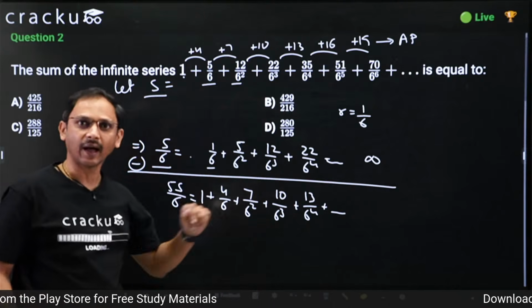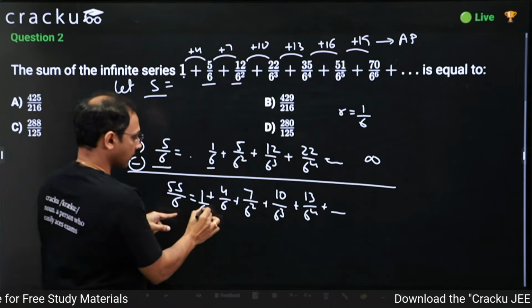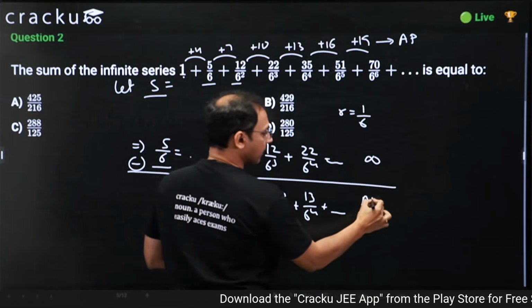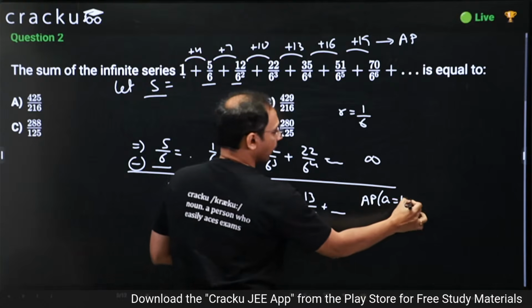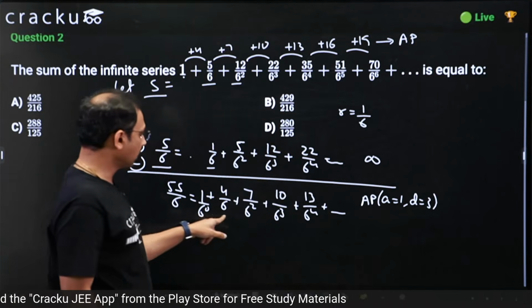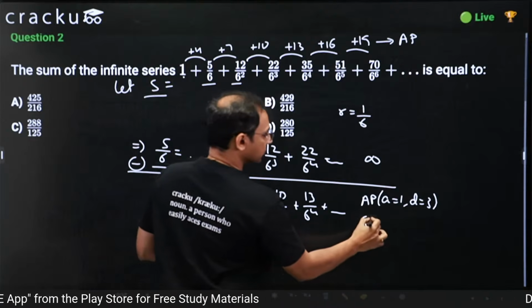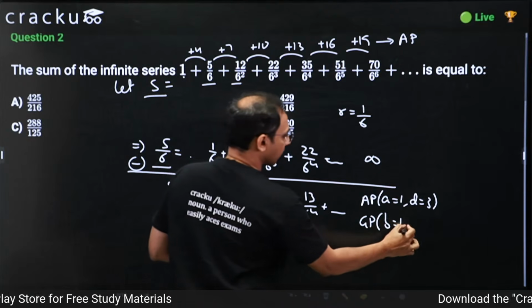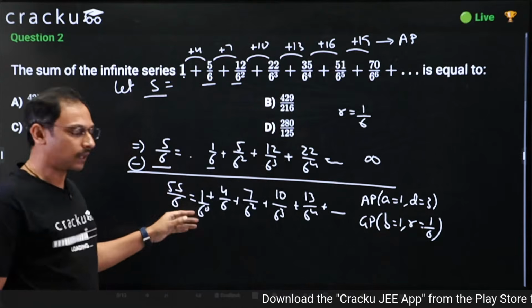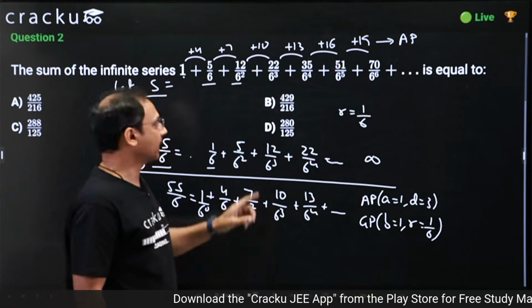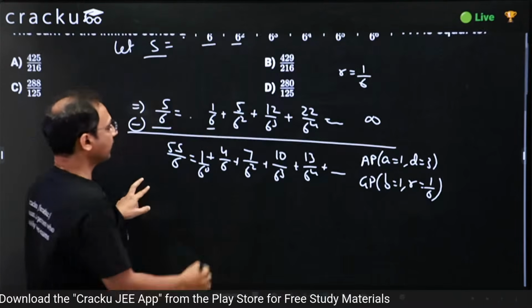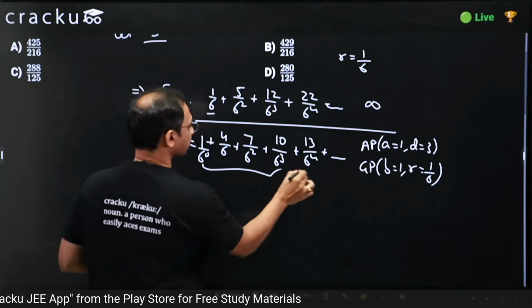So now we have an AGP. 1, 4, 7, 10, 13. That's an AP with first term 1 and common difference 3. So the numerators are in AP. The denominators are in GP. GP first term I'll call it B, that is 1, and common ratio is 1 by 6. So when you do this process, now you will get an AGP. Initially it was not an AGP, but now you will get AGP. And this is nothing but S infinity, right?